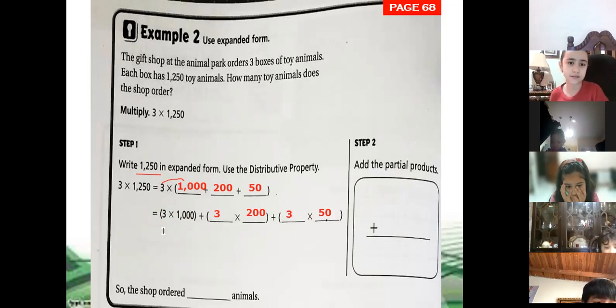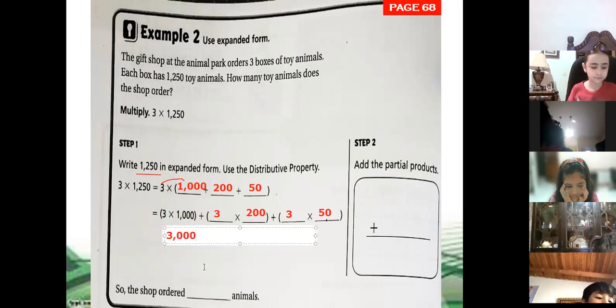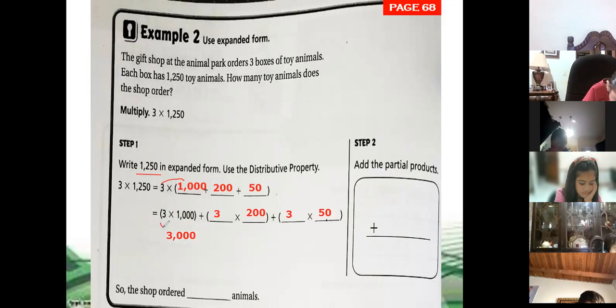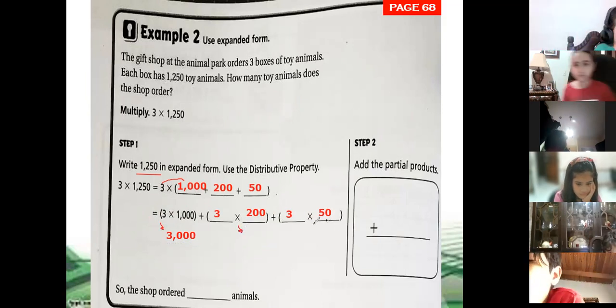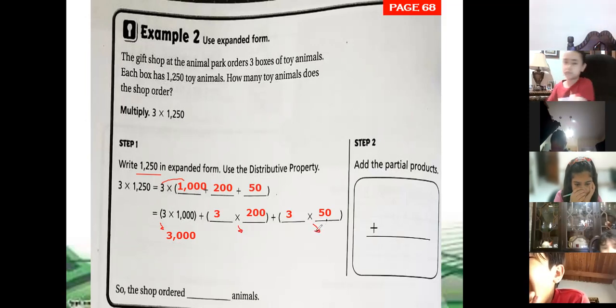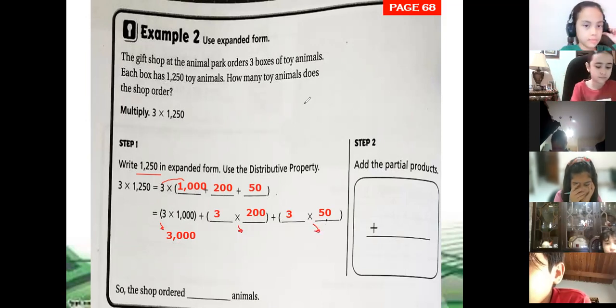3,000. Equal to 3,000. So let's write it down, 3,000. That is the answer of 3 times 1,000. What is the answer of 3 times 200? I'm going to write down here the answer for each of them.